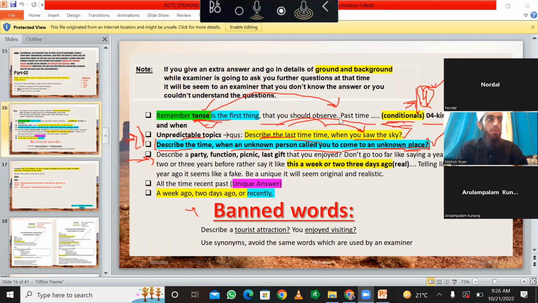Thank you. Very good, very good. You answered very interestingly, and it seemed real. When you answer in a way that seems real to the examiner, the examiner is going to appreciate it. The examiner would be influenced and impressed with it, right? So it is a very good, perfect answer. Yes. For Nordal, this question is for you. Describe a party. This is a very important question. Describe a party that you enjoyed.